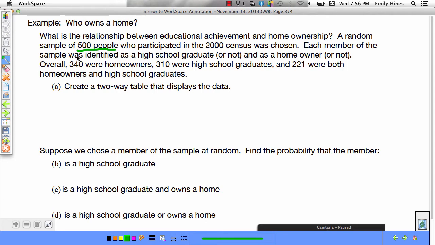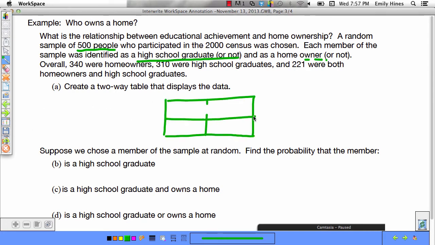I can see right now that these are my two categories that I'm looking at. So my two-way table is going to be either they were a high school grad (I'm just saying HSG here) or not, and either they were a homeowner or they were not a homeowner. And hopefully your table looks a little bit nicer than mine.